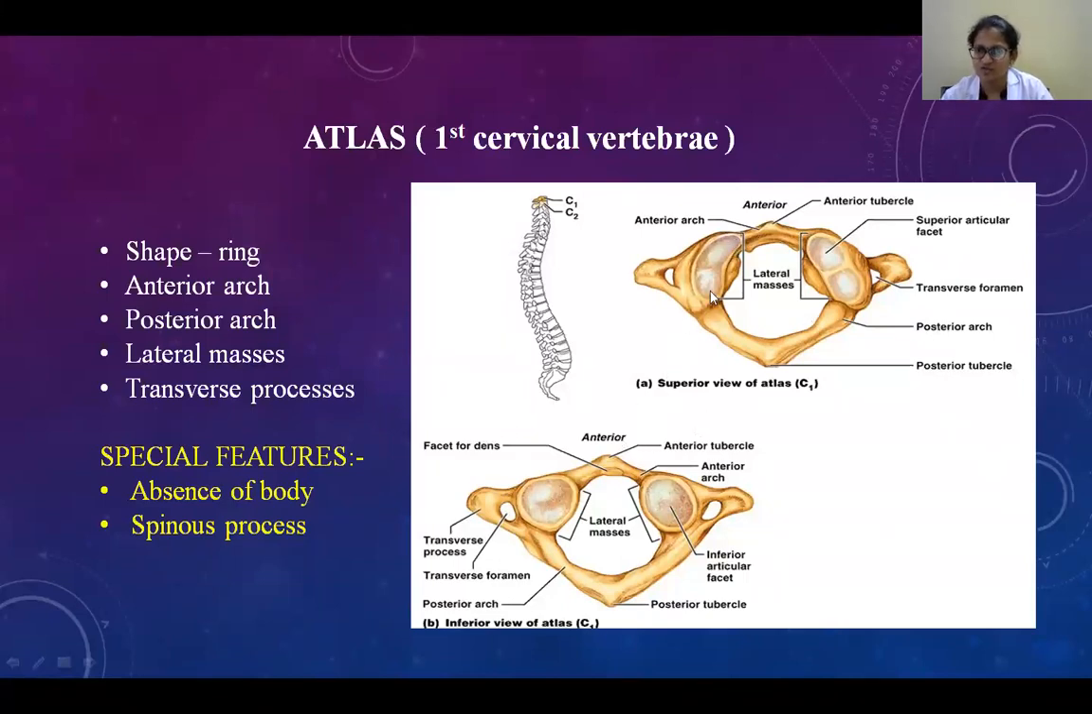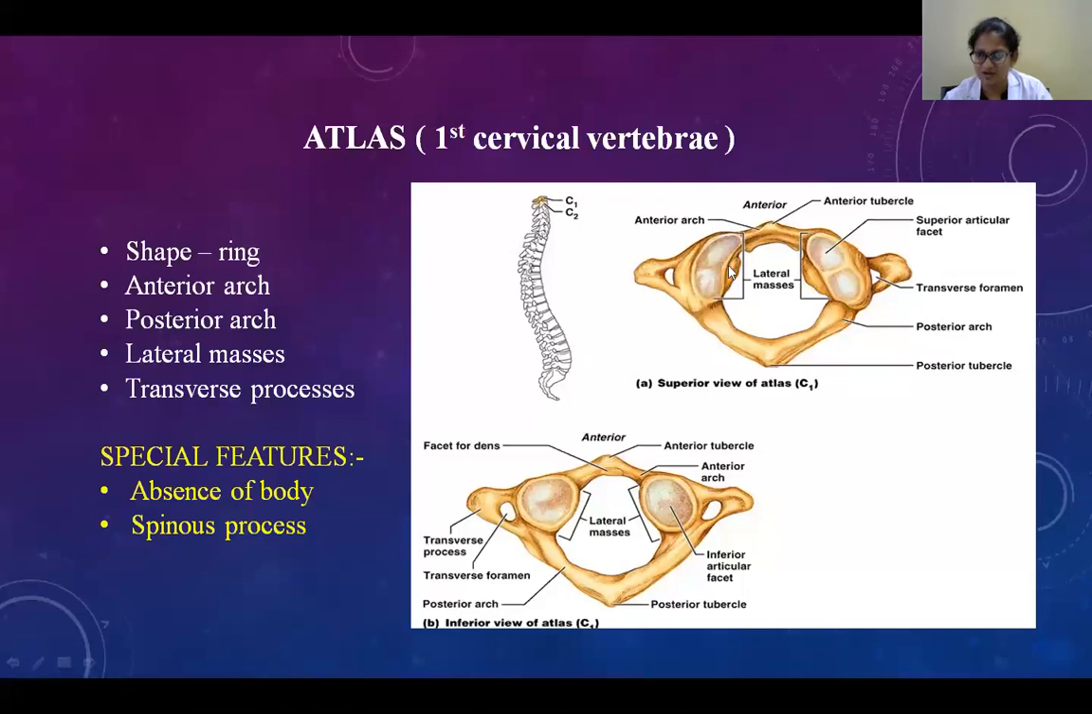So these are the superior articular facets, which are formed by the lateral masses. There are two superior articular facets and two inferior articular facets. The superior articular facet is bean shaped, or kidney shaped.